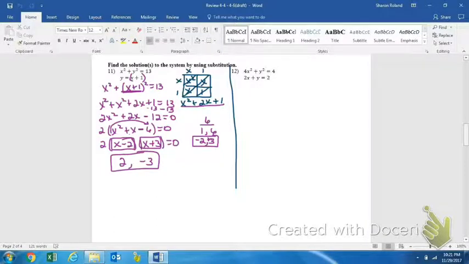Okay, before we can substitute on number 12, I've got to solve one of them for a variable to plug into the other equation. So I'm going to take this one, subtract 2x from both sides, and y equals negative 2x plus 2.